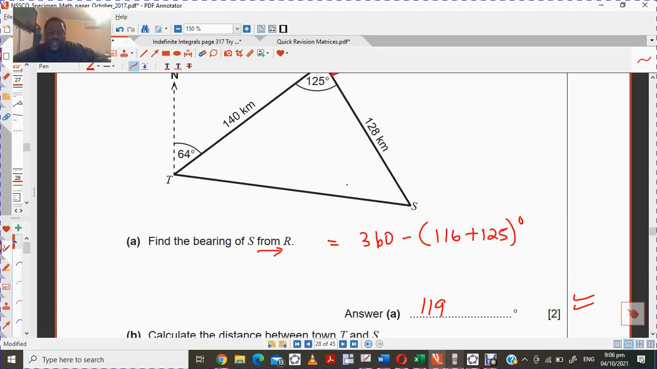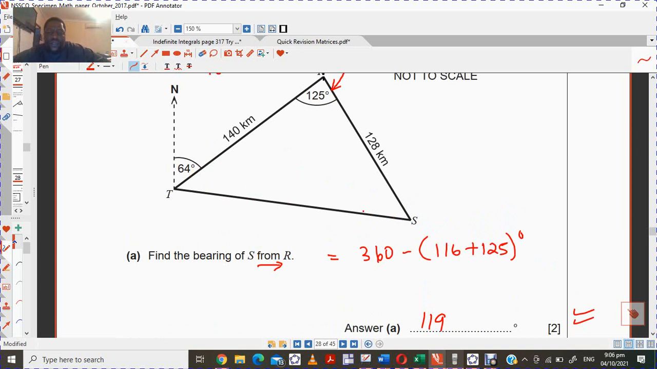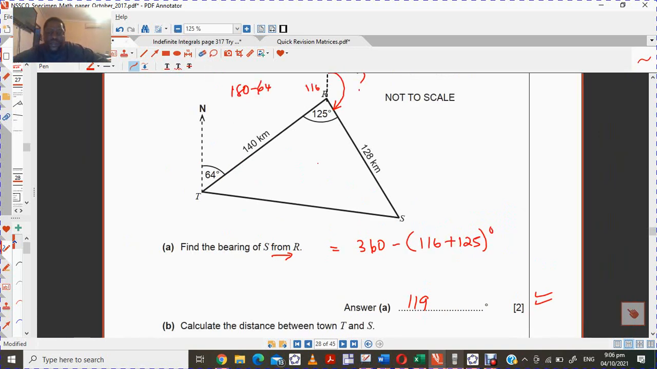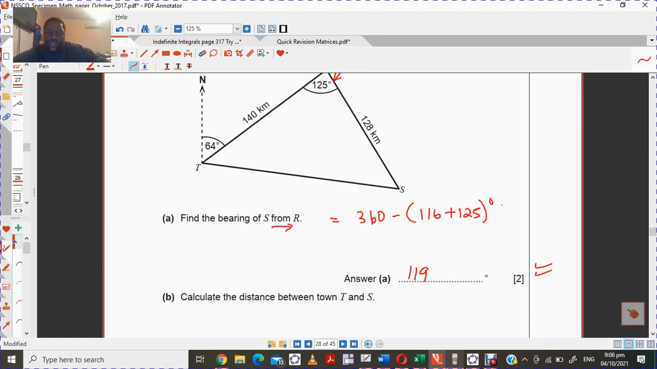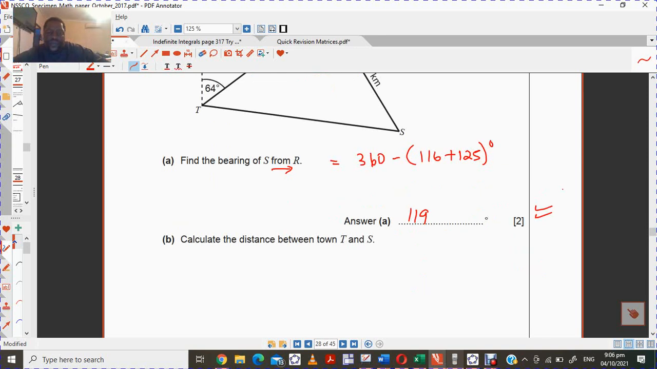Okay, so they ask us to find the distance of TS, right? In order for us to find the distance of TS, we need to use Pythagoras' theorem. Okay, not Pythagoras' theorem, but the cosine rule. My goodness. So what does the cosine rule say?